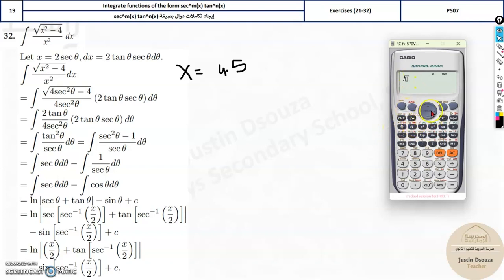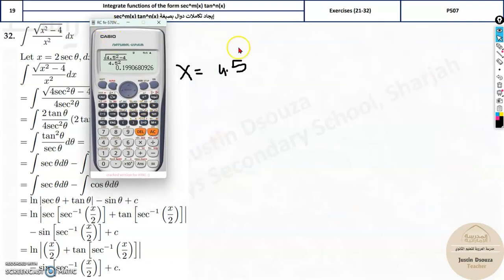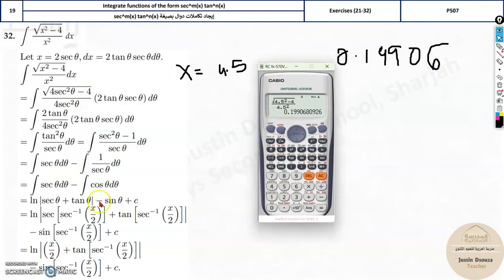Now square root, let me just do the fraction. Square root of 4.5 square minus 4 divided by 4.5 square. What is the answer? Let's write the decimal form. So the answer is 0.19906. Okay, this is enough. Now you need to take the definite derivative of the answers. So press shift and dy by dx. Type the answers as it is. It's not a big thing to type.